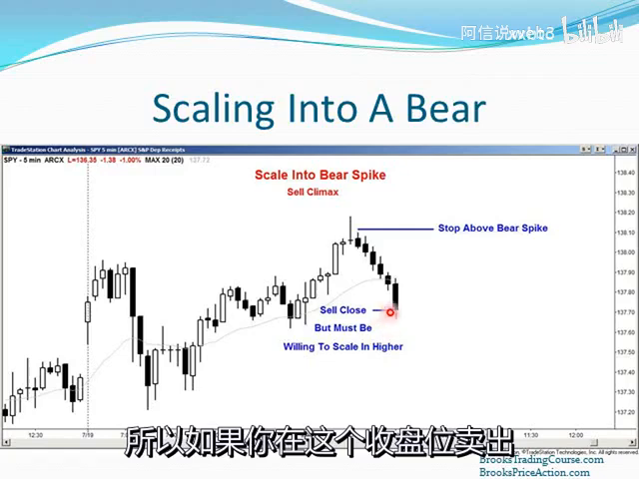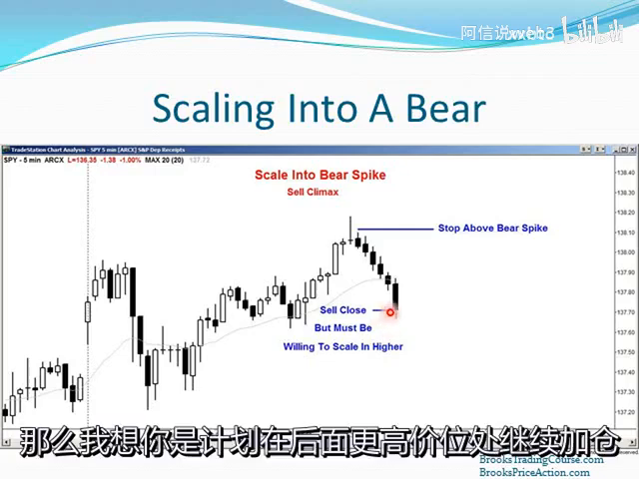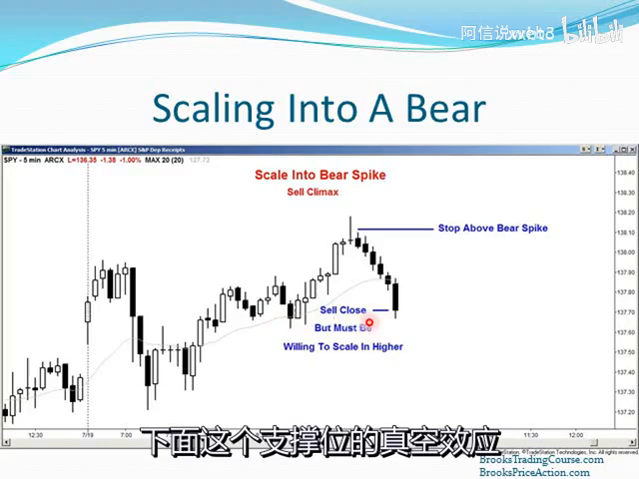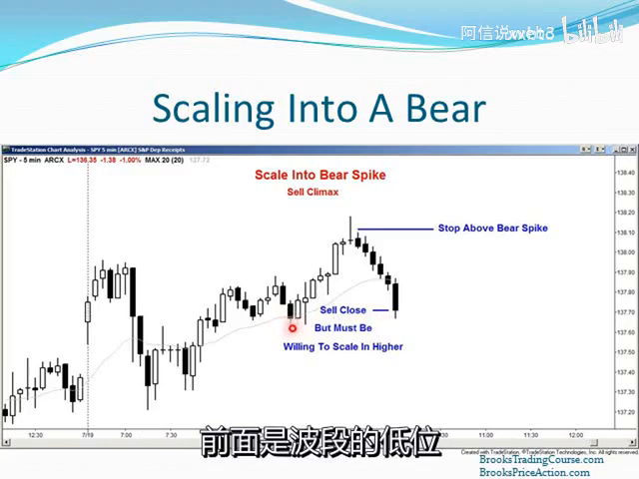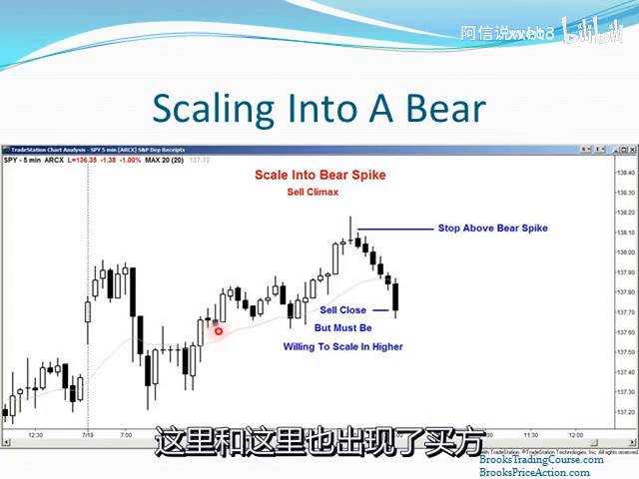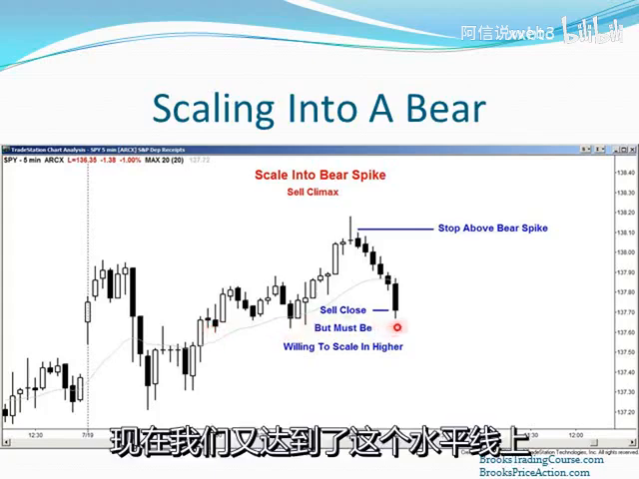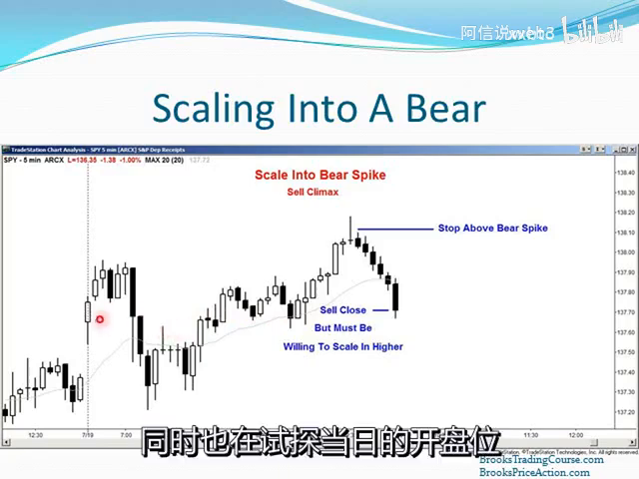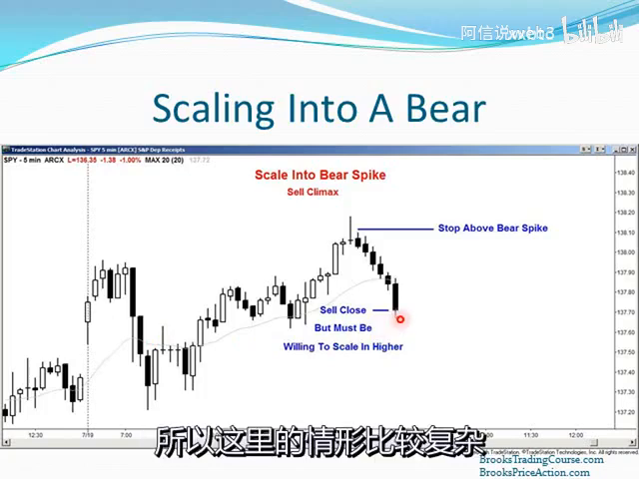Okay, so if you sell this close, I think you have to be willing to scale in higher, because this is a possible exhaustion bar, a sell vacuum down to support levels. Prior swing low, we found buyers over here, right? We found buyers here, and we're back to that general area again, testing the breakout point above this bar, also testing the open of the day again. So there are a lot of things going on here.